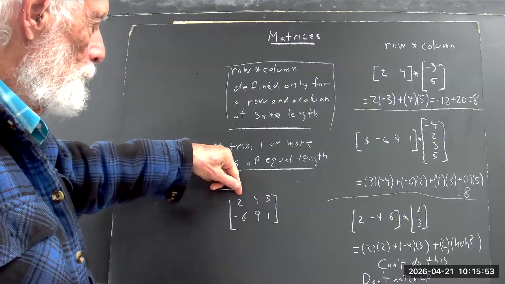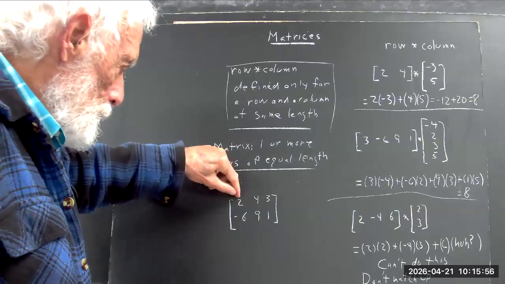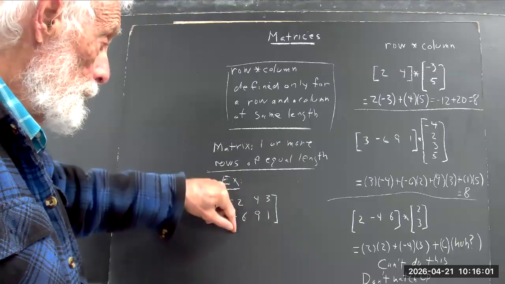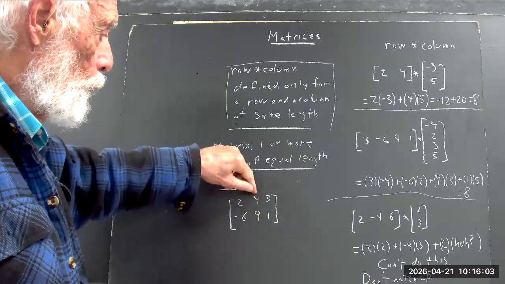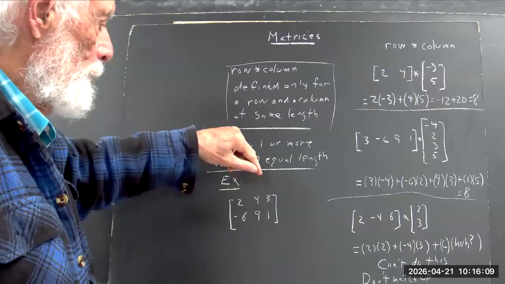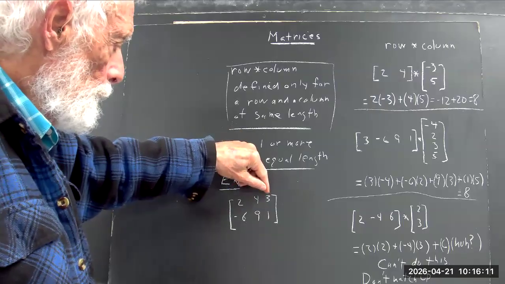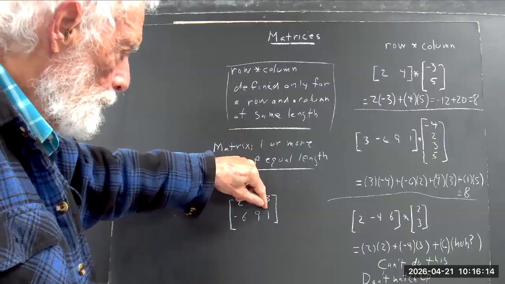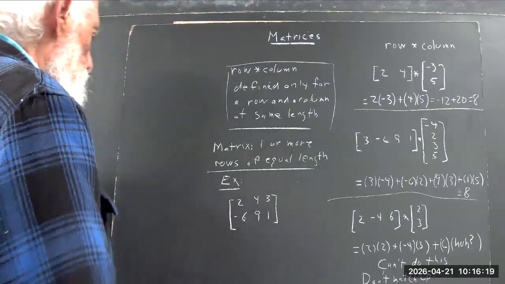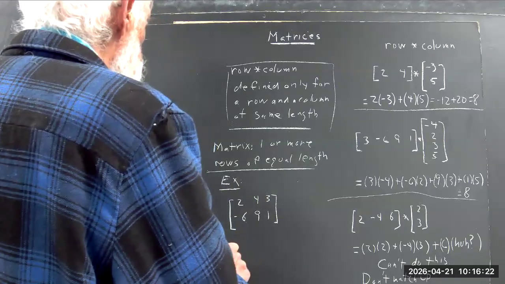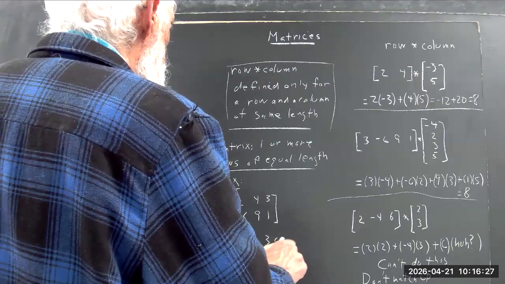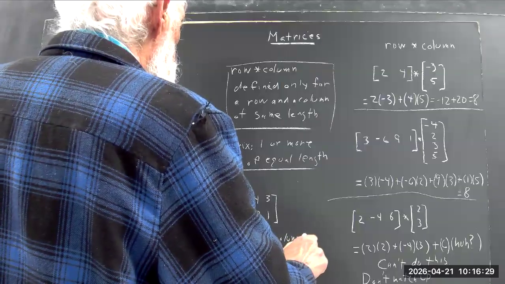The 2 in the first row is above the -6 in the second row. That makes a column 2, -6. Second number in the row, second number in the column gives you a column 4, 9. Third number in the first row, third number in the second row gives us column 3, 1. This is 2 rows, 3 columns.